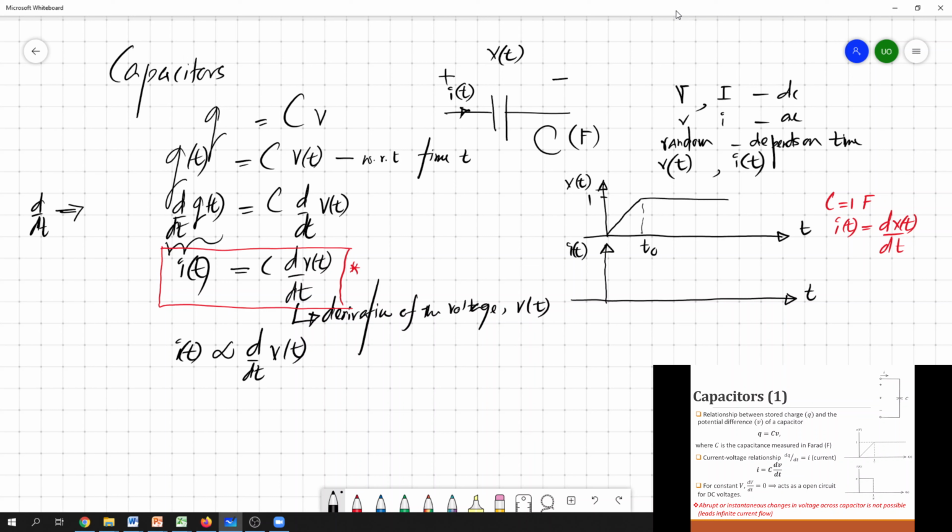So between 0 and t naught, this is a kind of linear trend. The derivative means the gradient of this linear trend, which is actually a constant. So the gradient is constant. So this is t naught. So the current is a constant. The gradient is actually 1 over t naught.